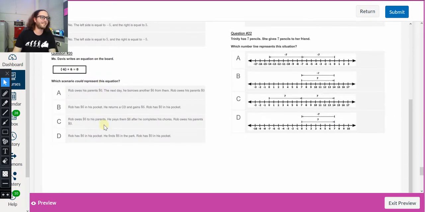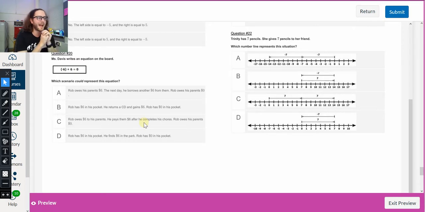For number 20, we have -6 plus 6 equals 0. What could represent that situation? This is true, by the way, but what would represent this? Rob owes his parents $6. Good. The next day, he borrows another $6, and now he owes $0. No, that's not how that works. You borrow money from me, and then borrow more money, you owe me more money.